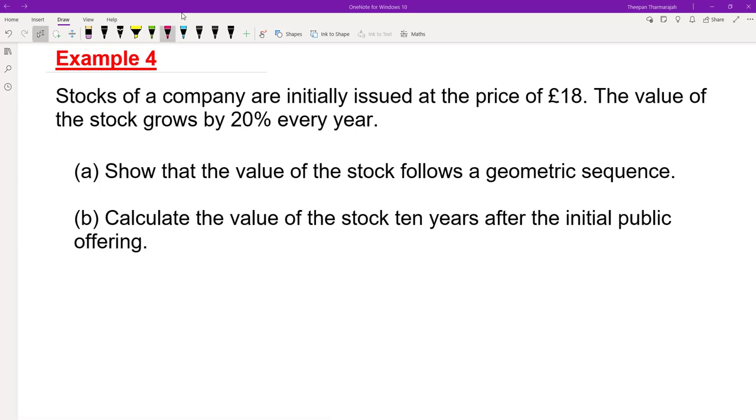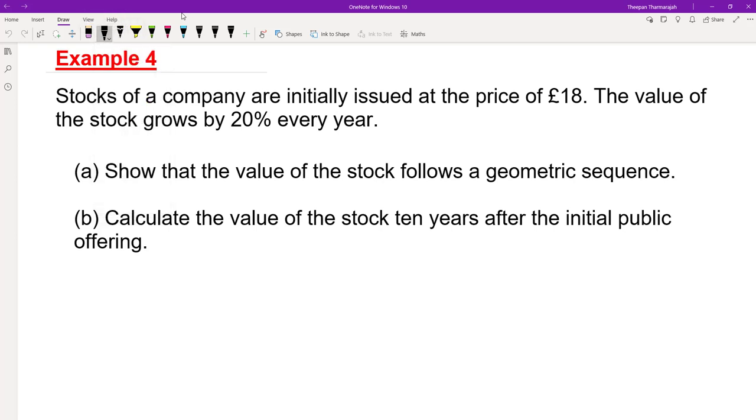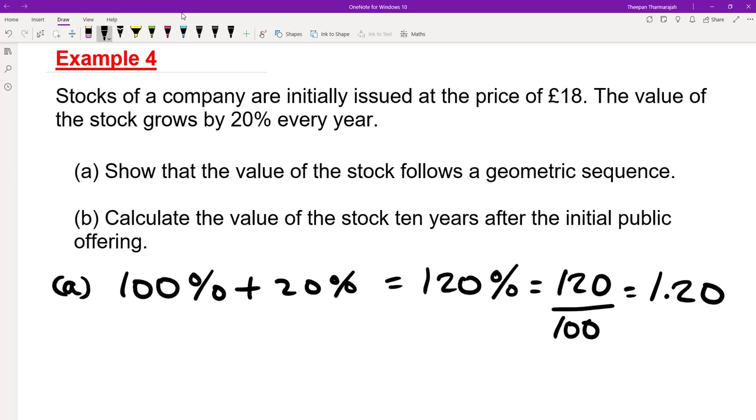So what we do for a question like this is we know it is increased by 20%. Now we know how to increase by a percentage. We always start off with 100%. So we do 100% plus the increase amount, which is 20%. That gives me 120%. Convert that to a decimal, which is 120 over 100, which is the same thing as 1.20. Now this thing is known as a multiplier.